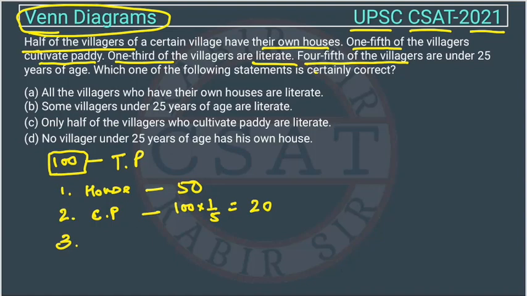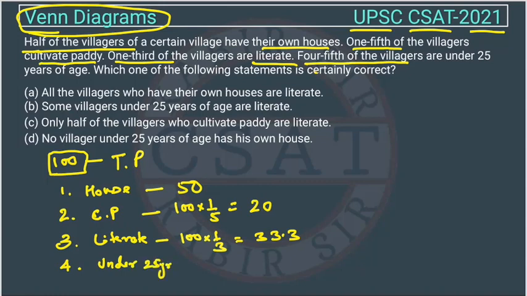Now the third, 1/3 of the villagers are literate. So literate are 1/3, total are 100. So 1/3 of it will be 33.3, right? Now the fourth statement, 4/5 of the villagers are under 25 years of age. So 4/5 of 100, right? 5 will cut this 20 times, then this is 80, right? So this is the information they have given. Now we have to find out which statement is correct.